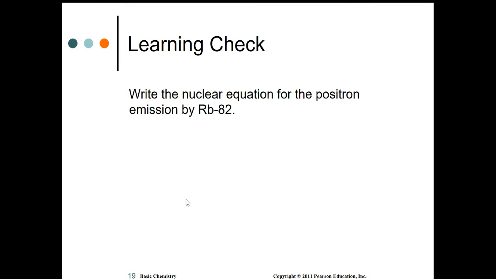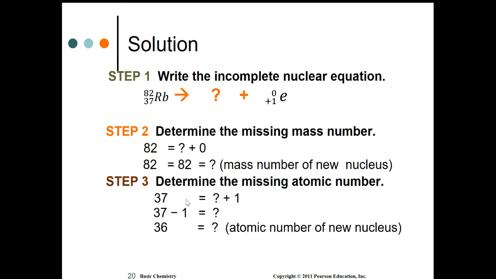Here's an example. Write the nuclear equation for the positron emission by rubidium-82. So rubidium-82, 37, that's the atomic number of rubidium. And then the question mark here, and of course a plus here. So 82, same. 37 minus 1 is 36, because it's a plus positron.